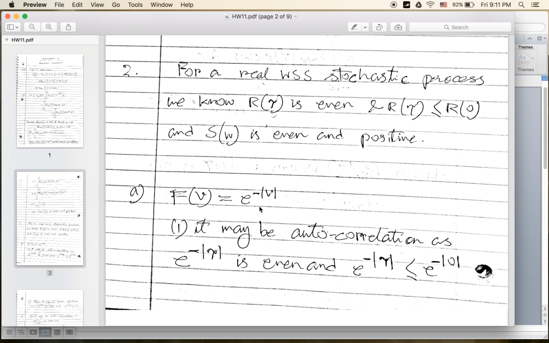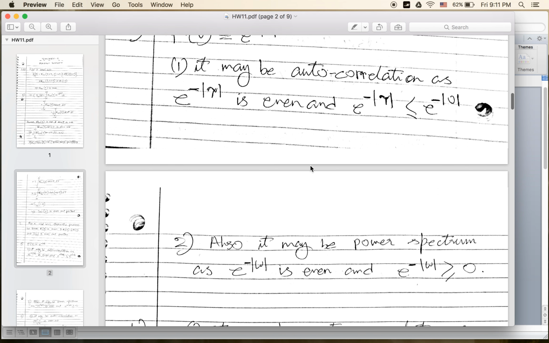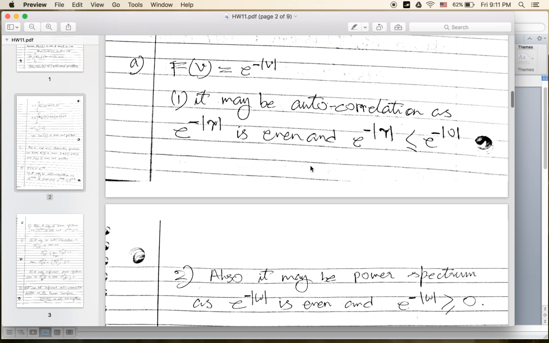So f of v equals e power of minus mod v. We see this is an even function. And also e power of minus mod tau is less than or equal to e power of minus mod 0, that is 1. So this can represent an autocorrelation function.